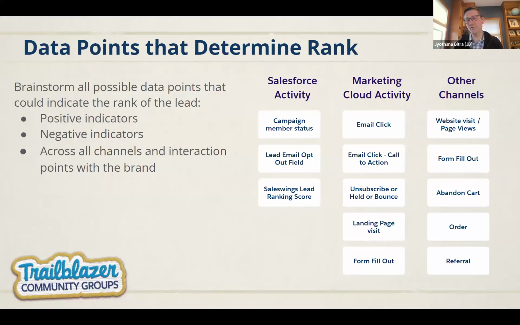You could have landing pages and forms that they're filling out, and then other channels. A website could be in Experience Cloud, could be integrated, or you might have it in the Salesforce environment. That data could also be on a third-party website, so you might want to bring that into Automation Studio to use as an indicator. It could be a third-party form, an abandoned cart, an order, a referral. Those are just a couple of different ideas of indicators that could say, okay, this one's a higher rank versus a lower rank.